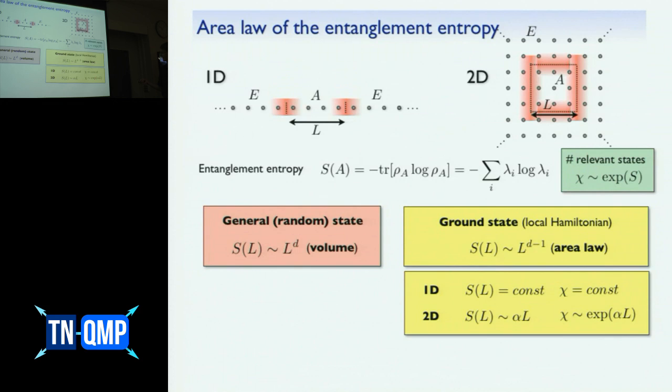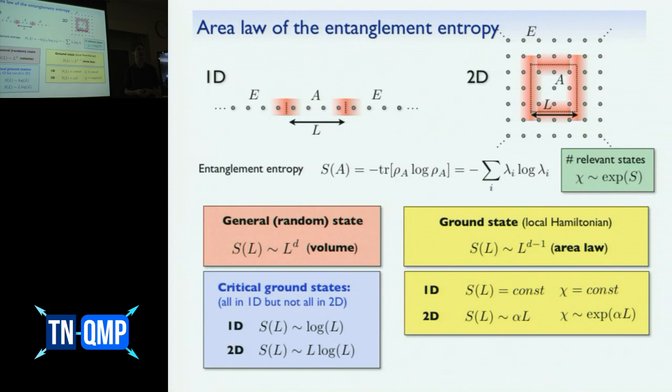Now, of course, there are exceptions to this area law: there are critical ground states which violate it. In one dimension, all critical ground states have this log L correction to the area law. In two dimensions, there are critical ground states which have a log L correction, but not all of them. We actually heard that already yesterday in Lucas' talk. This is a violation of the area law, but in the end, it's still a mild violation compared to this volume law. And typically, we can still use tensor network methods also in these cases.